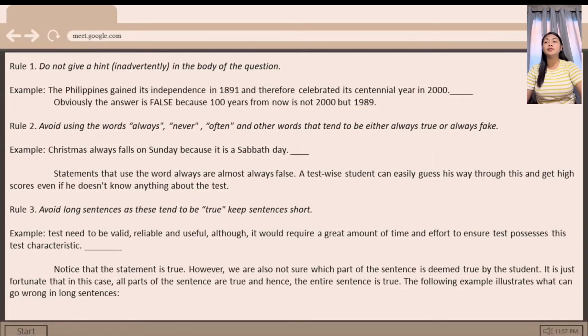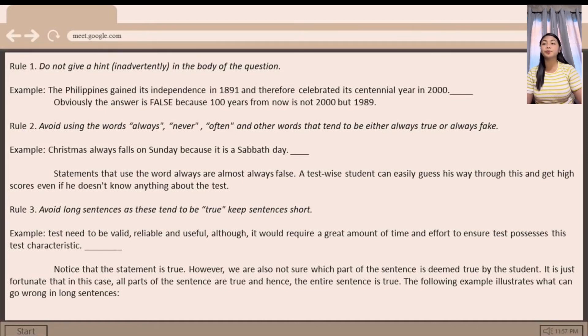Rule number 1. Do not give a hint inadvertently in the body of the question. For example, the Philippines gained its independence in 1891 and therefore celebrated its centennial year in 2000. Obviously, the answer is false because 100 years from 1891 is not 2000 but 1991.